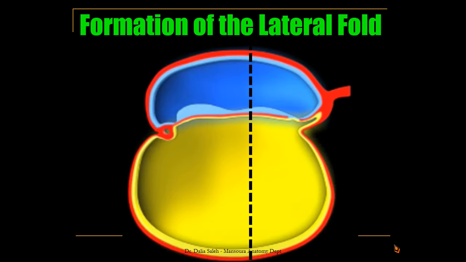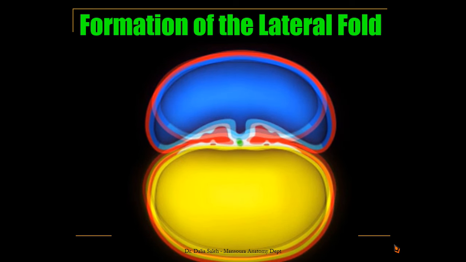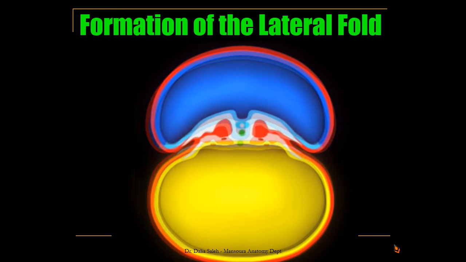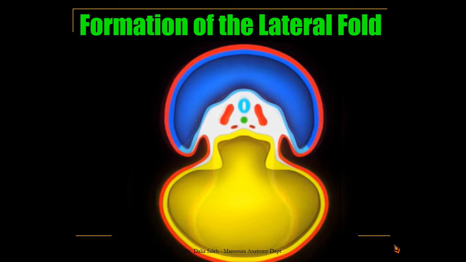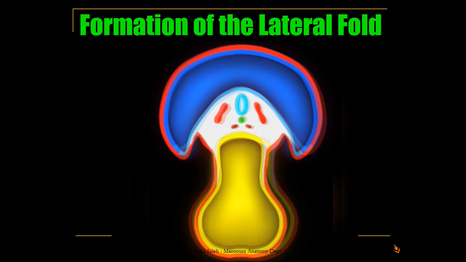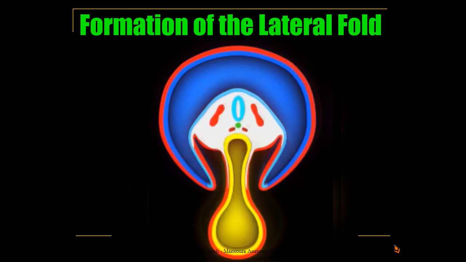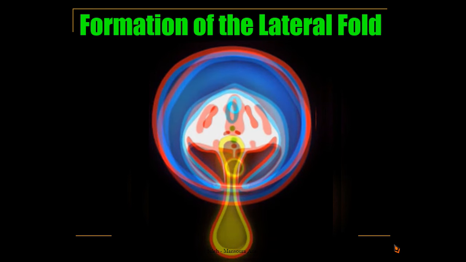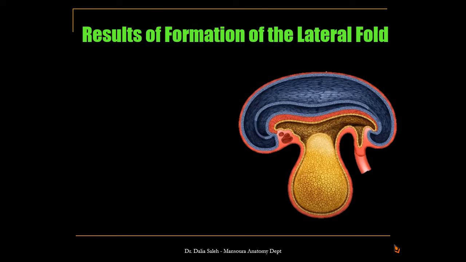If we take a section in it and look at it, this is in cross section. You can notice that the amniotic cavity expands and the yolk sac shrinks. The trilaminar embryo now is forced to bend from side to side and transform into a cylinder. You can notice that the three germ layers bend and the embryo is transforming into a cylinder. Like this.